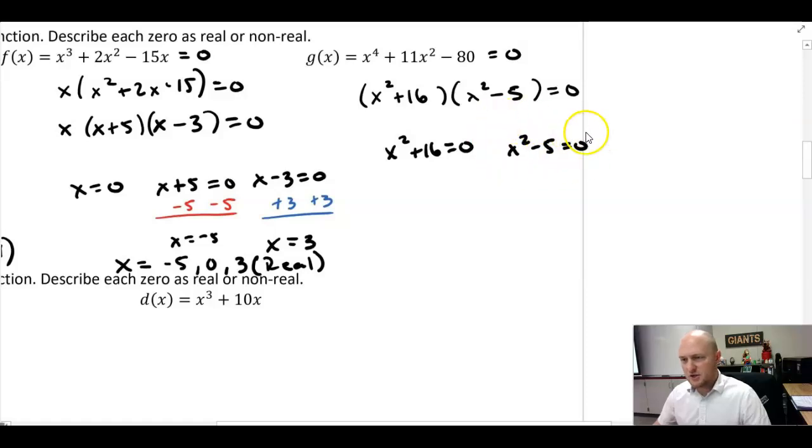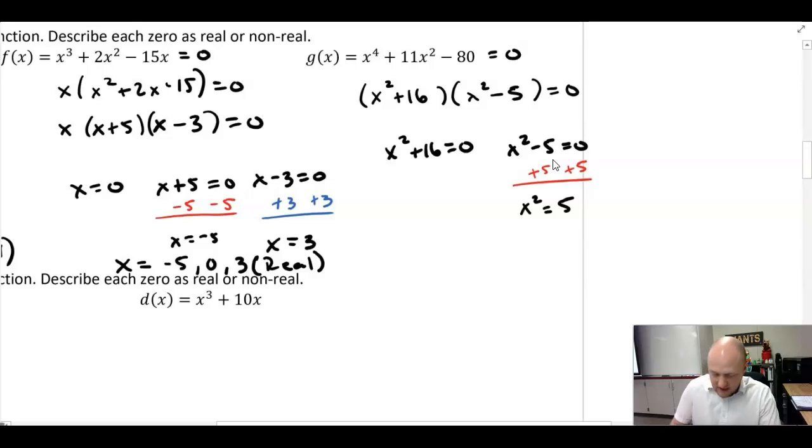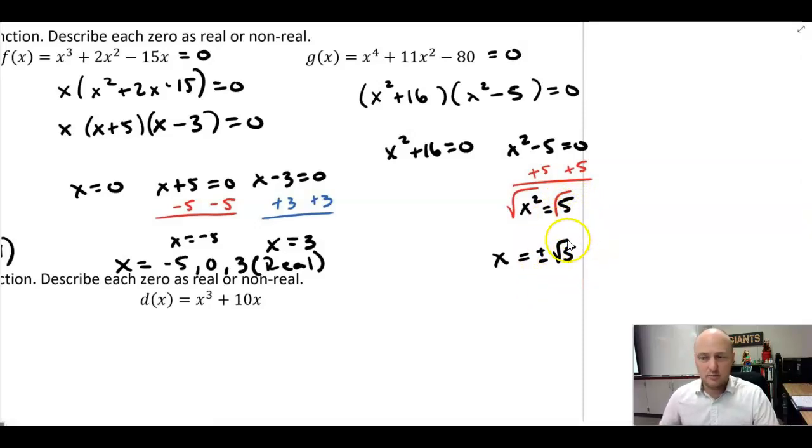I'm going to focus on this term first. In order to solve this, I can't factor x squared minus 5. 5 is not a perfect square, but I can add 5 to both sides, and I get x squared equals 5. Then I'm going to solve this just by taking the square root of both sides, and I get x is equal to plus or minus the square root of 5. And there you have it. So those are two zeros. And again, this is an irrational. It's going to come in a conjugate pair.